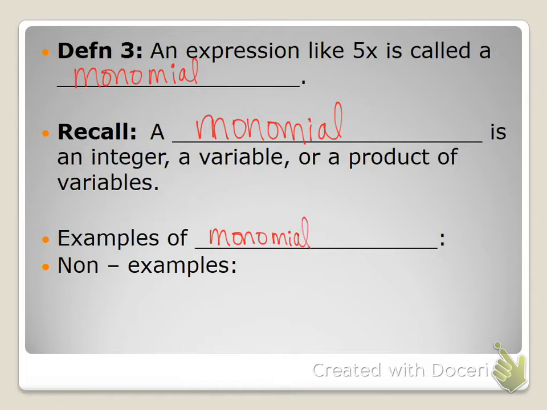I guess this is just a refresher because we've already done a lot of this. Examples of monomials would be things like 5. We already saw 5x. We could have 5xy cubed. Things like that. Non-examples, things that are not monomials, would be things like 5 plus x or 5 minus xy cubed. Okay, those are not monomials. More than one term there.